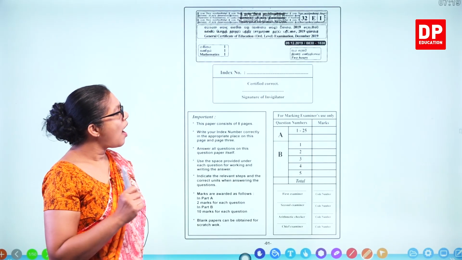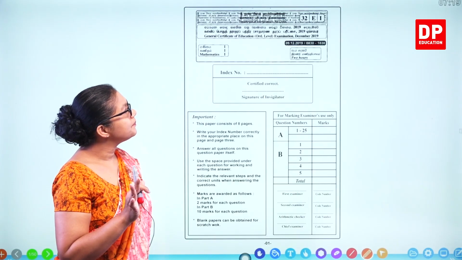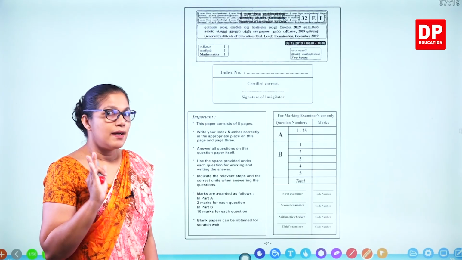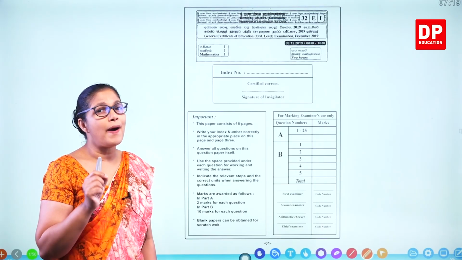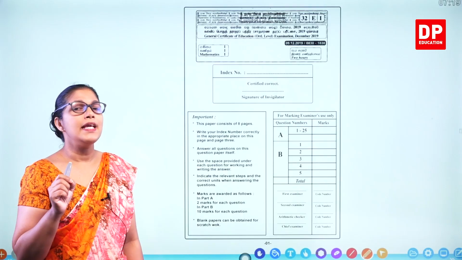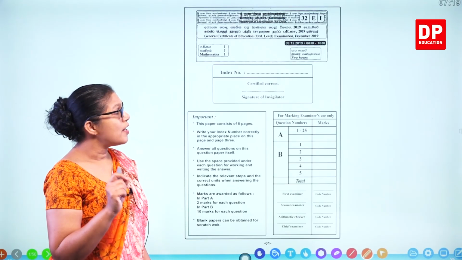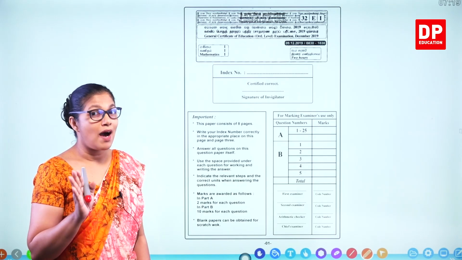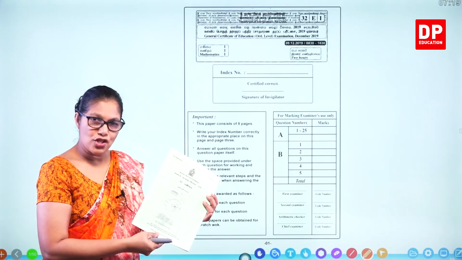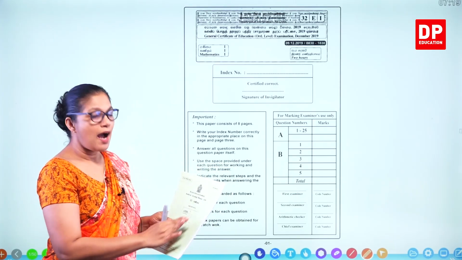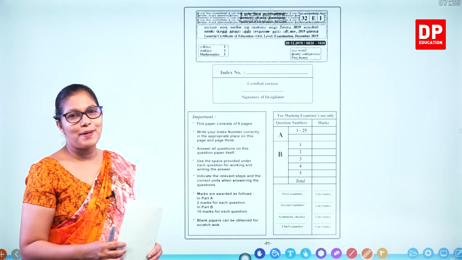So now we'll see how we can do this paper. So 2 hours, that means you can spend 2 minutes 24 seconds for each question in part A, and part B you can spend 12 minutes per question. So I'll show you how to give marks according to the marking scheme given by the examination department. So we'll see how you get marks for each step. So let's do this paper.